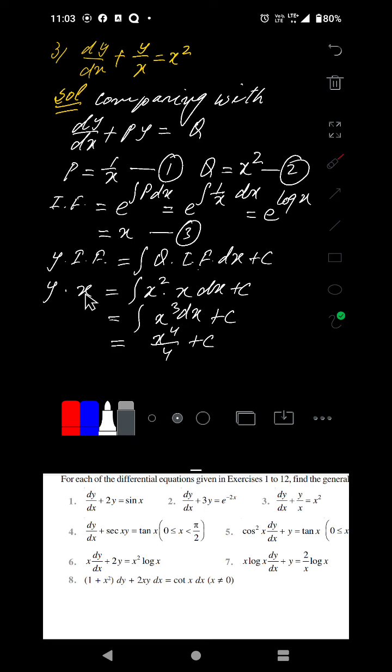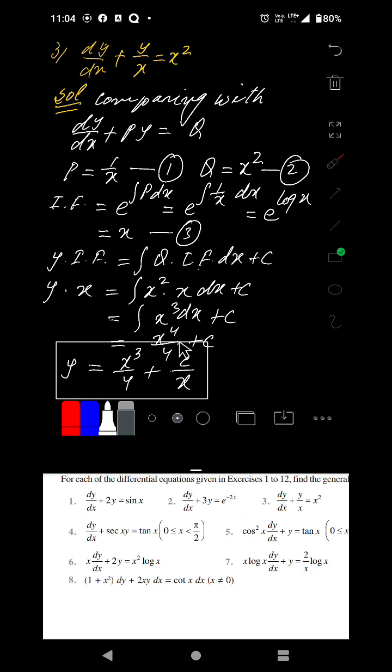Finally, transposing x to the right hand side, we get y on the left hand side, and we divide x to the power 4 upon 4 by x. It will become x cubed upon 4 plus c upon x. And this is the required solution of the given differential equation.